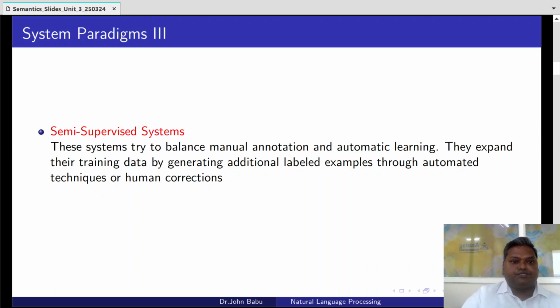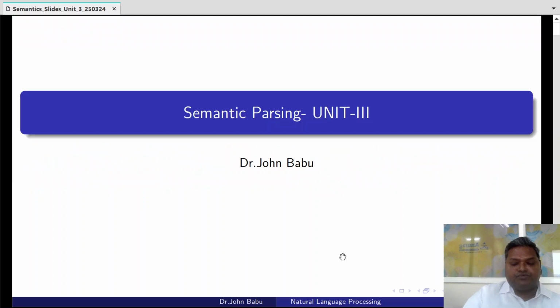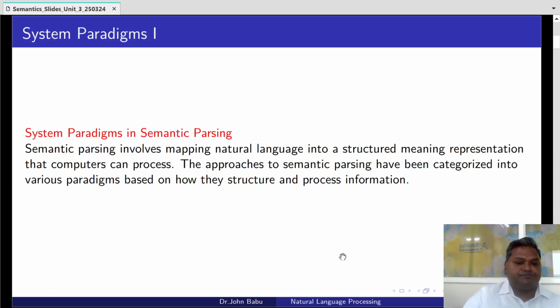We're going to look at system paradigms. We are in the chapter of semantic parsing. Semantic parsing involves converting the given input, natural language, into a structured representation which can be processed, manipulated, or used by a computer.